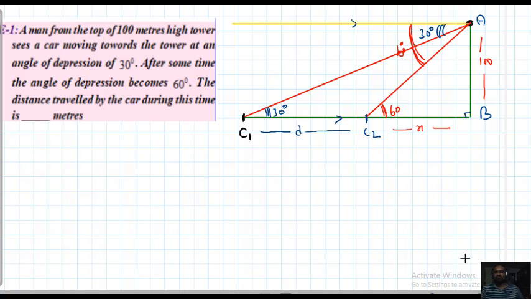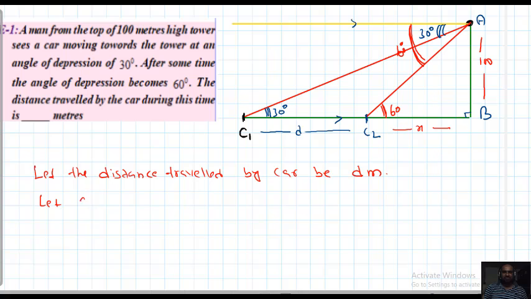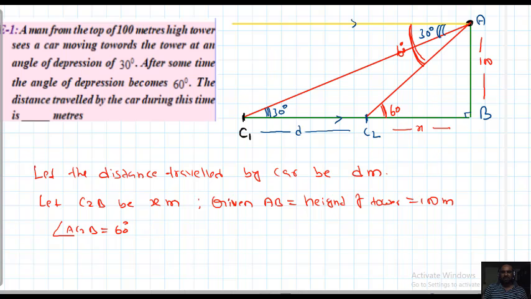Let the distance traveled by the car be D meters. Next, let C2B be X meters. So given AB, the height of the tower, equal to 100 meters, and angle AC2B equal to 60 degree indirectly, and angle AC1B equal to 30 degree indirectly.